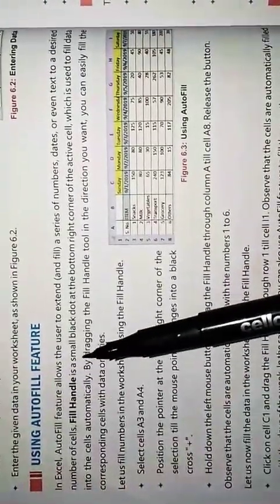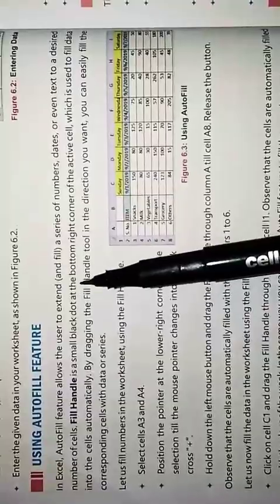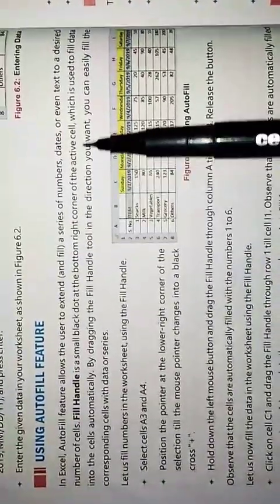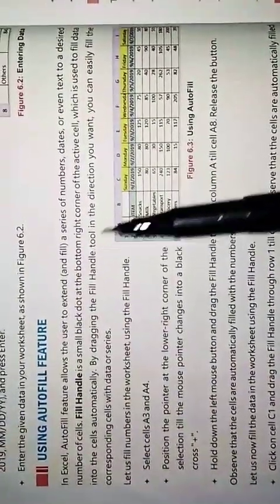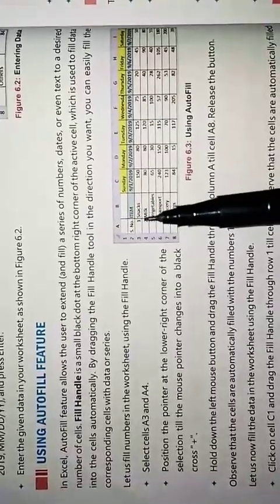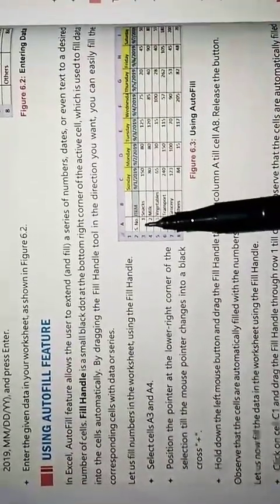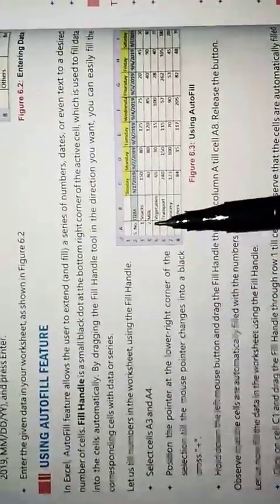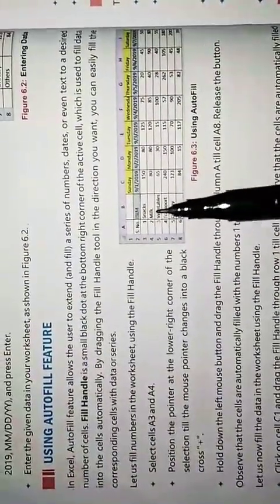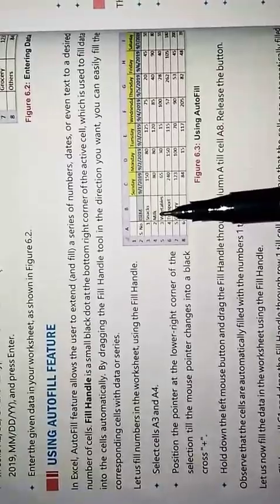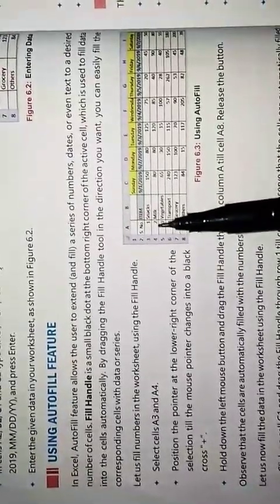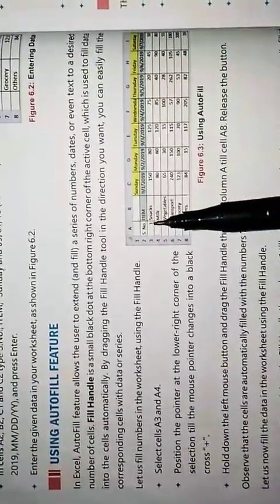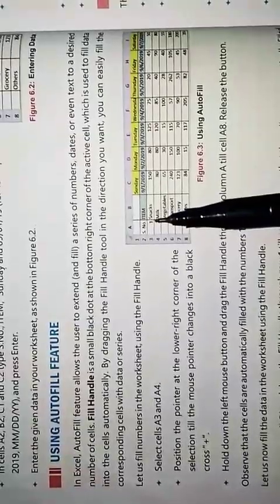The fill handle is a small black dot at the bottom right corner of the active cell. You can see, just like in the example, if this is an active cell, then the fill handle is a small black dot at the bottom right corner of this active cell. This is the position of the fill handle.